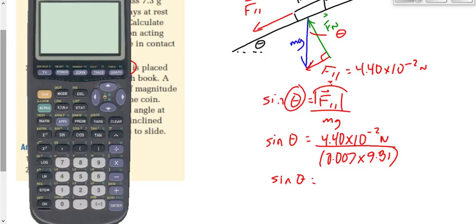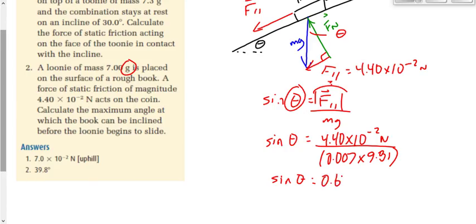This is where you guys that don't like trig start having a little bit of trouble here. We're going to say 4.4 times 10 to the minus 2 divided by brackets 0.007 times 9.81. Okay, there's our number. So I solve for theta there.